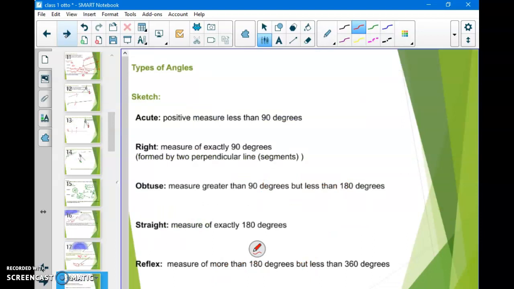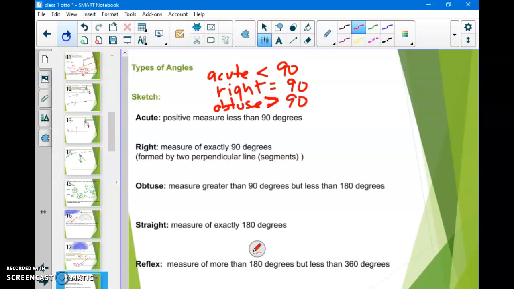Alright, types of angles. We have the acute ones, which are less than 90 degrees. We have the right angles that are equal to 90 degrees. And we have the obtuse angles that are greater than 90. To get particular, there's something called a straight angle that is equal to 180 degrees. There you go. And a reflex angle, like we just did, a reflex angle like the 325 on the previous screen.